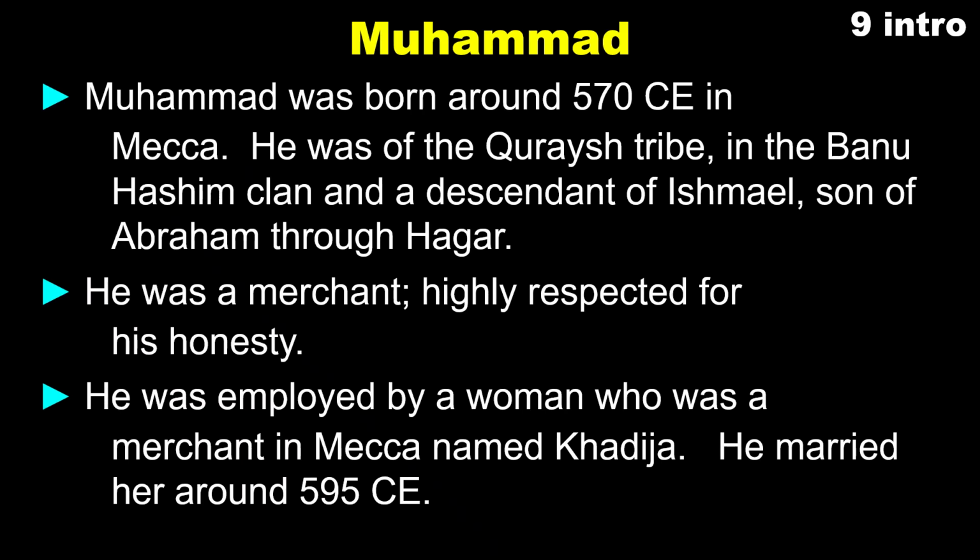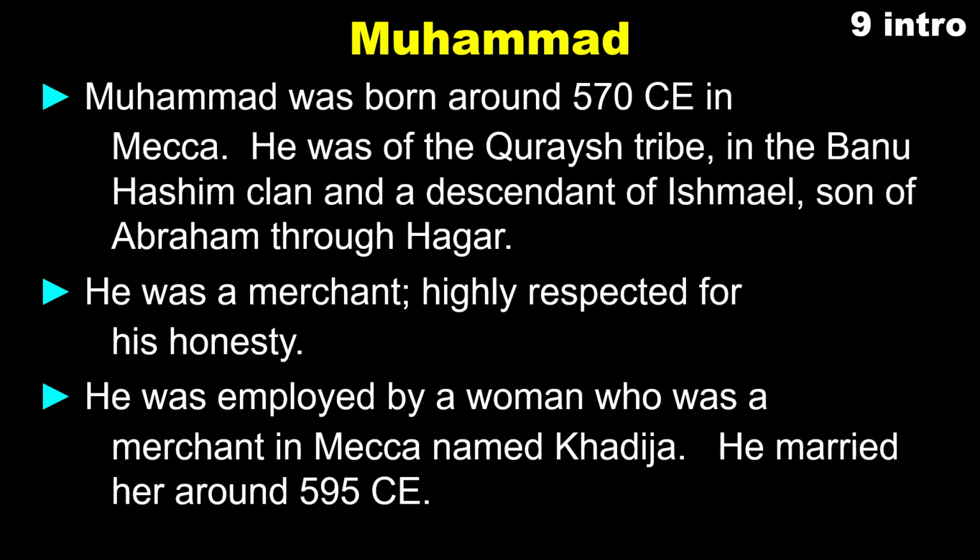Muhammad was born around 570 Common Era in Mecca. He was one of the Quraysh tribe in the Banu Hashim clan. He was a descendant of Abraham through Ishmael. Arabs had since antiquity stressed the importance of keeping track of genealogical roots, although written records did not develop until around the time that he was born. Before that, oral traditions were passed down through the generations.